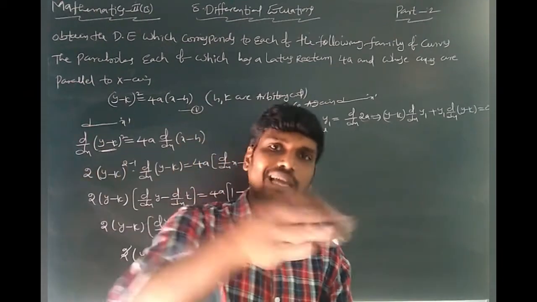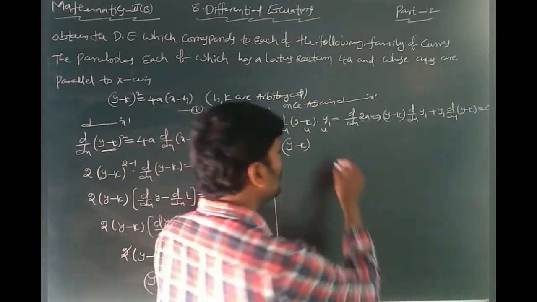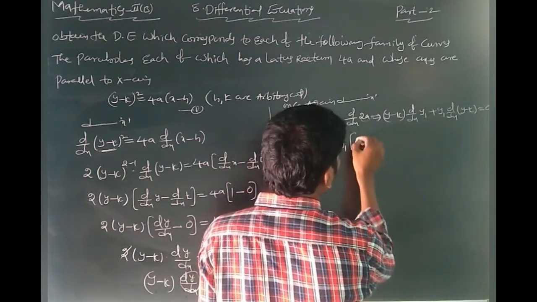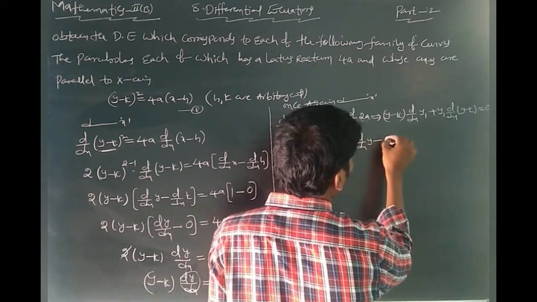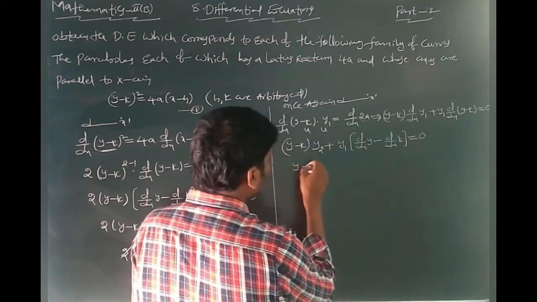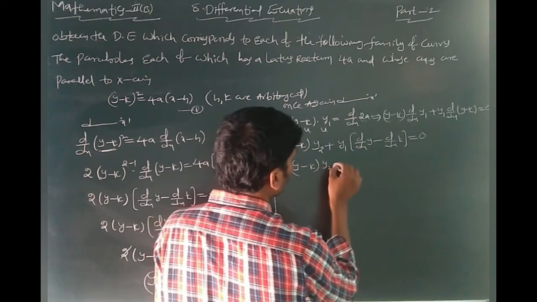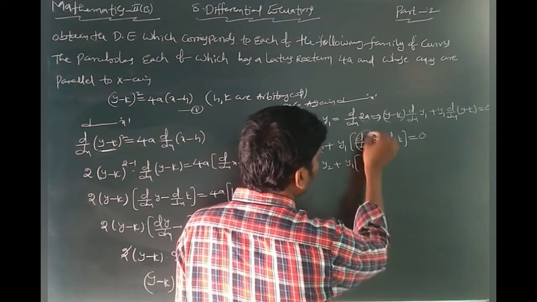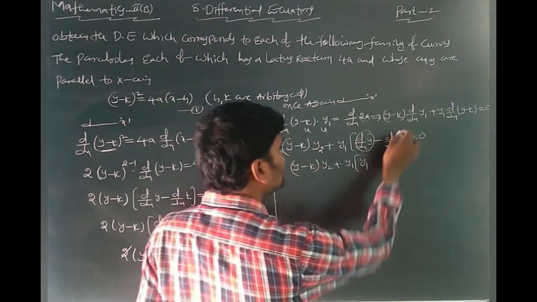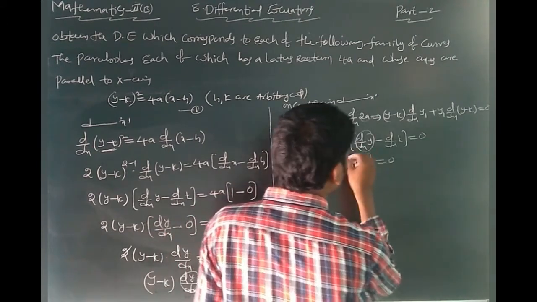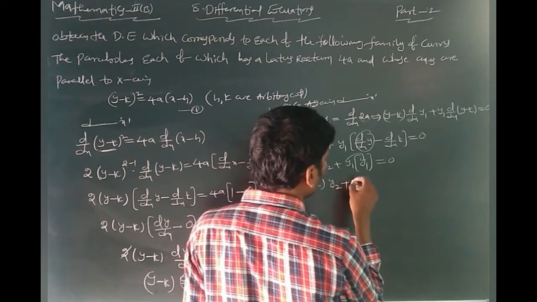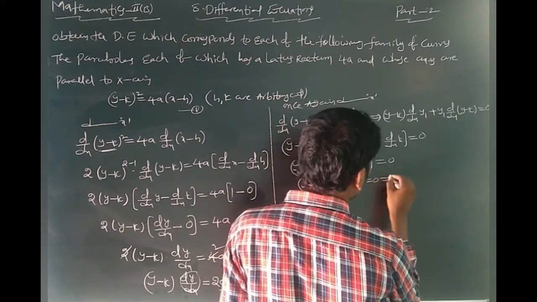First derivative, again derivative, that is the second derivative. You can write y2 plus y1 into the derivative of y minus the derivative of a equal to 0. (y minus k) into y2 plus y1 into the derivative of y. You can write y1, the first derivative, y1 minus constant, derivative is 0. y1 into y1 you can write y1 square. (y minus k) into y2 plus y1 square equal to 0.